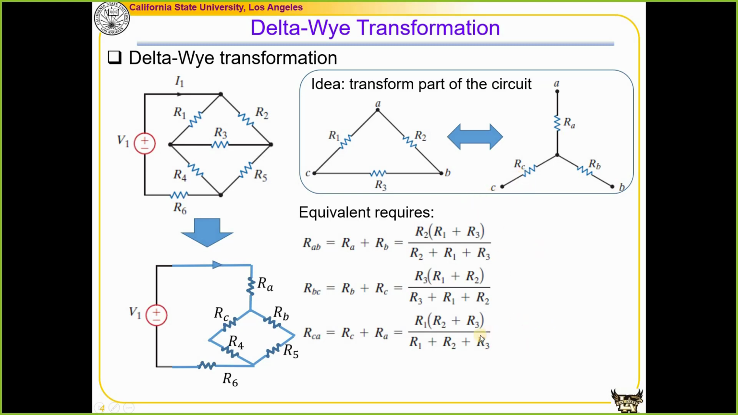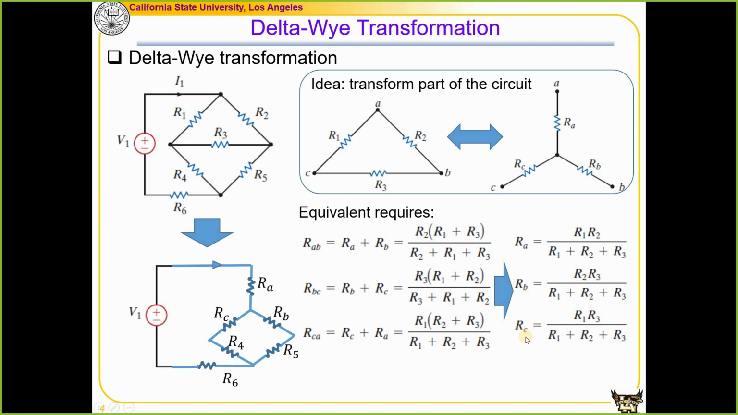So by combining them together, I'll be able to solve RA, RB, and RC. In the future, when you see the problem, you don't need to go through the derivation. It's pretty straightforward how to memorize the answer.